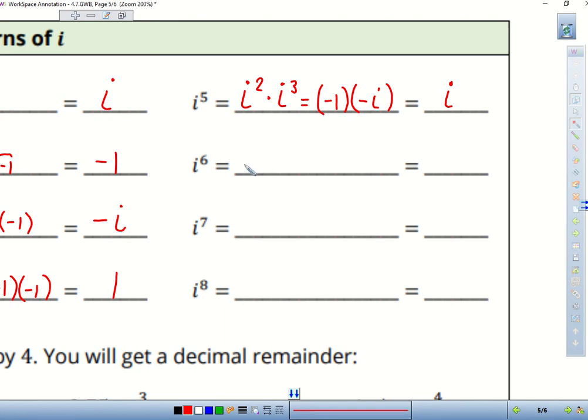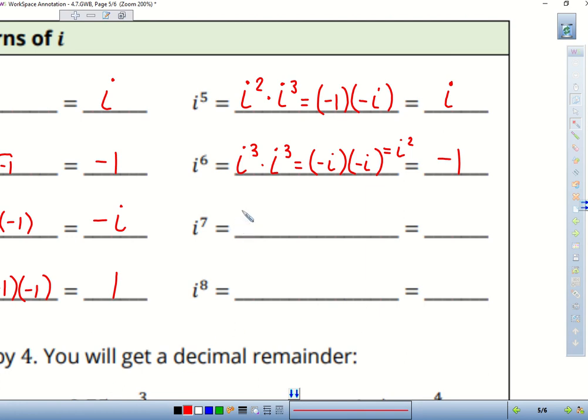How could we rewrite i to the sixth? 3 and 3, that works. We can either do i to the third times i to the third or i to the fourth times i to the second, and you get the same answer either way. So this is negative i times negative i, right? What is negative i times negative i? Positive i to the second power. What is i to the second power, according to the chart on the left there? Negative 1. Look, the pattern's repeating itself.